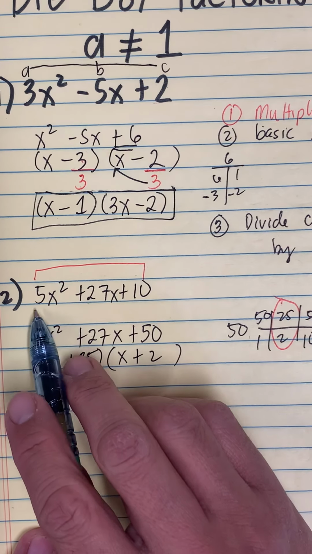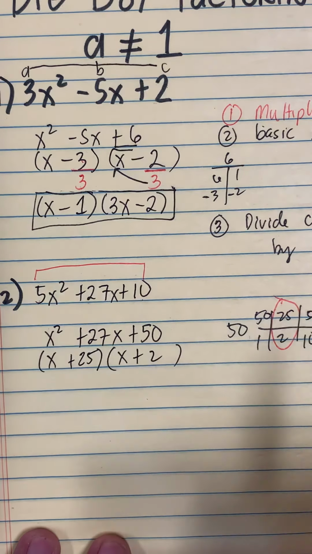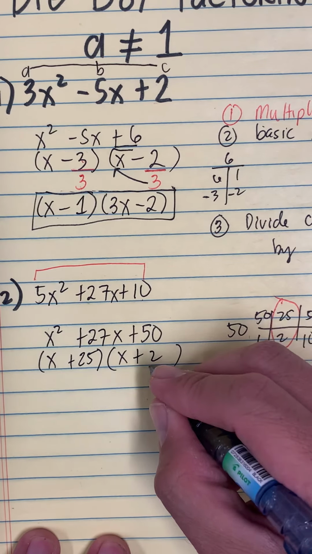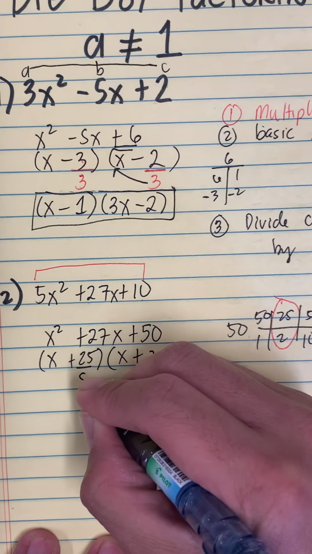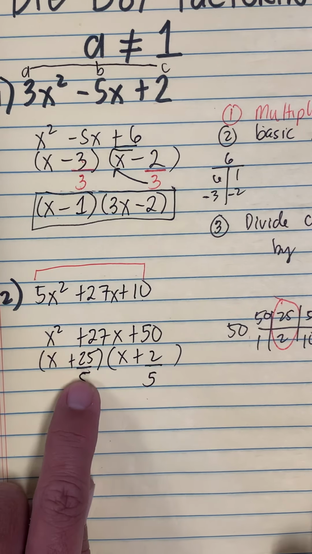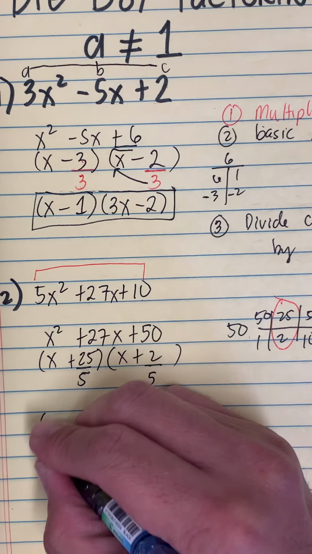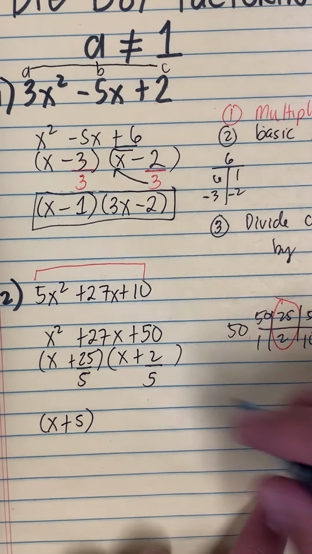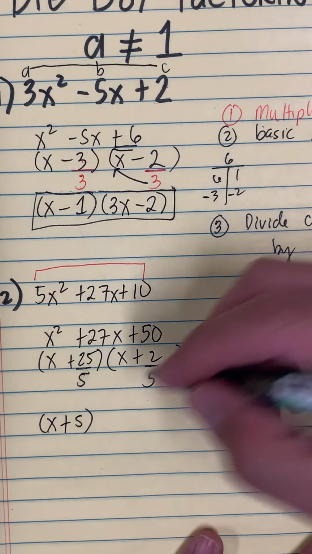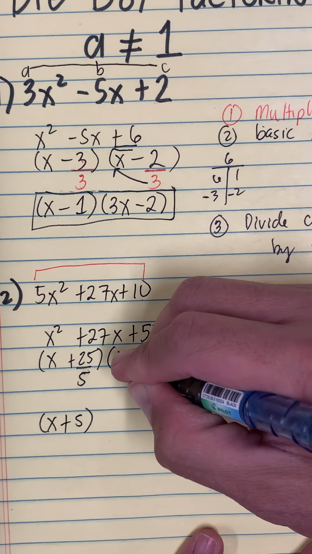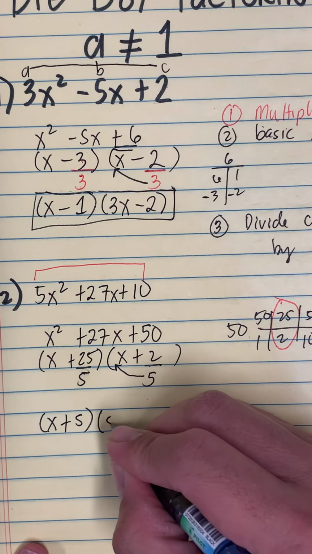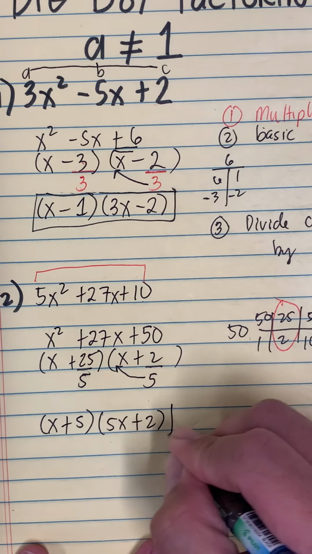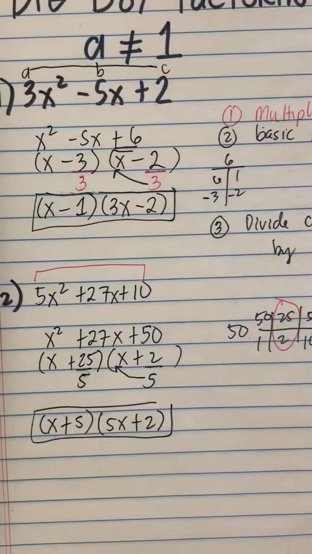Now, the first thing we did, we multiplied 5 by 10. So what's the opposite of multiplying by 5? Divide this by 5, divide this by 5. Can we divide 25 and 5? Yes, that gives you x plus 5. Can you divide 2 and 5? No. You cannot simplify it, you can't reduce it anymore. So what do we do with this 5? Bring it up there. That becomes 5x plus 2. Kaboom. Very simple, right? Next.